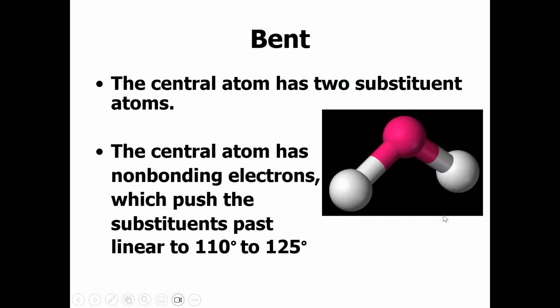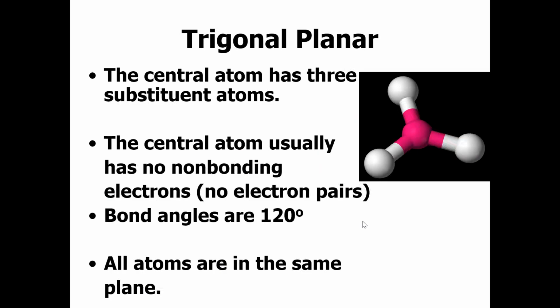Bent can be made with 1 non-bonding pair or 2 non-bonding pairs, but bent always happens when you have some non-bonding pairs involved. The next one is called trigonal planar. That's where you have 3 atoms, 3 substituents connected to the central atom, and only those 3 substituents, no non-bonding pairs. Those angles are going to be 120.